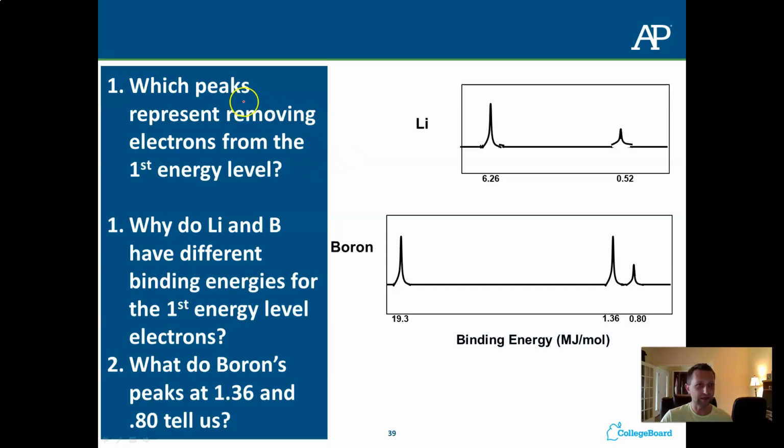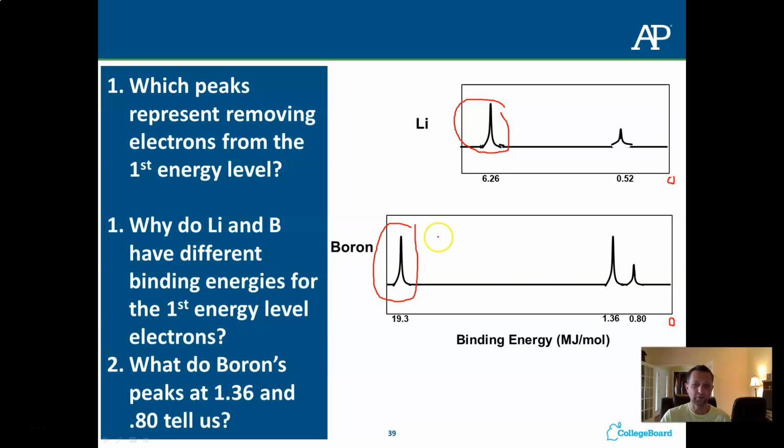So some redundant questions here. Which peaks represent removing the electrons from the first level? That would be these peaks here. This is interesting. This is PES, these PES readouts. You probably already noticed, where is 0 located? Well, 0 is located here. 0 is always going to be as far to the right as possible.